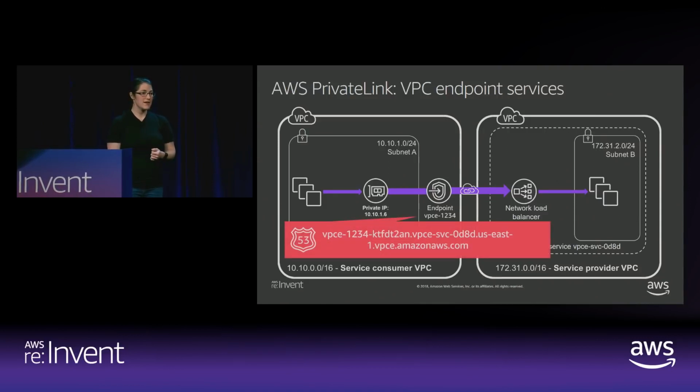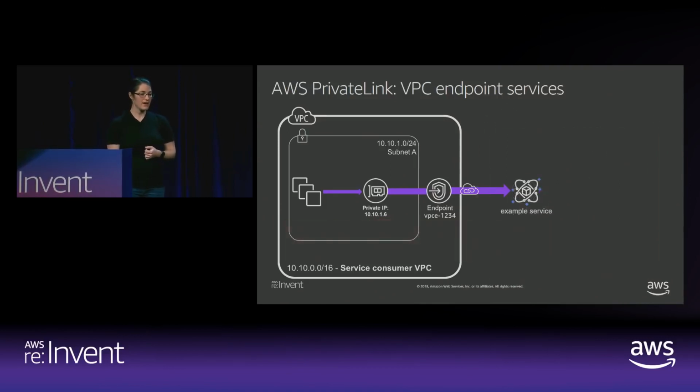Again, you get a DNS name for your service. And on the consumer side, that's what it looks like. They don't have to know anything about your architecture. They don't have to know anything about the IPs of your VPC. They're just seeing, I'm sending my traffic to the VPC endpoint for this service, and it's just working.